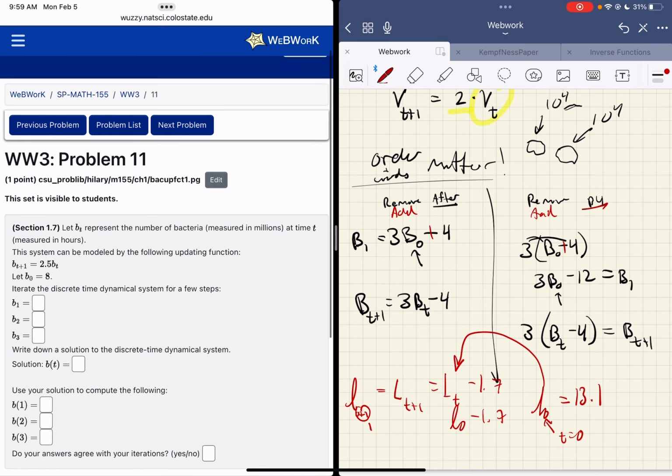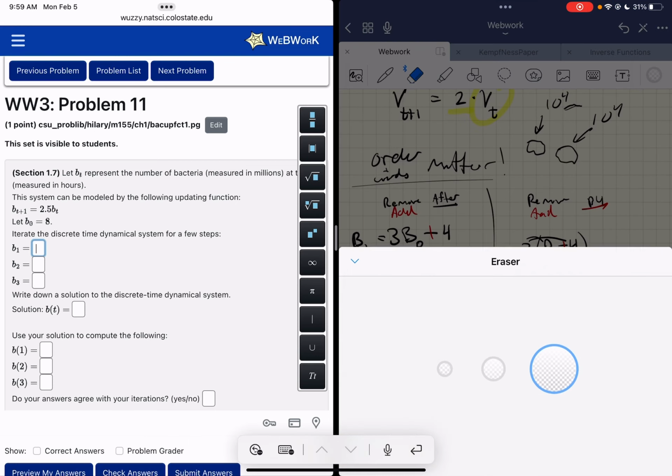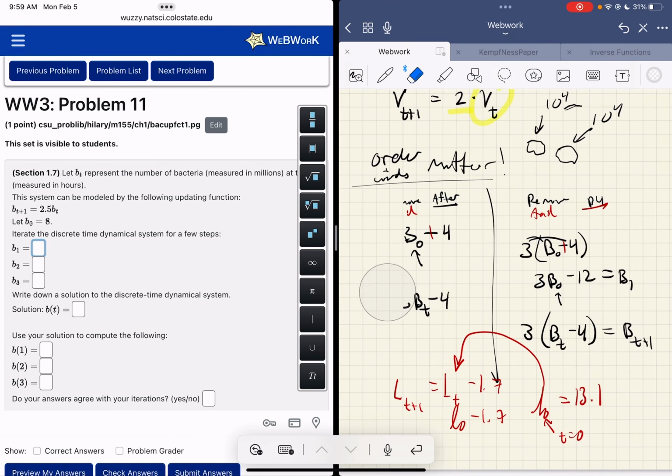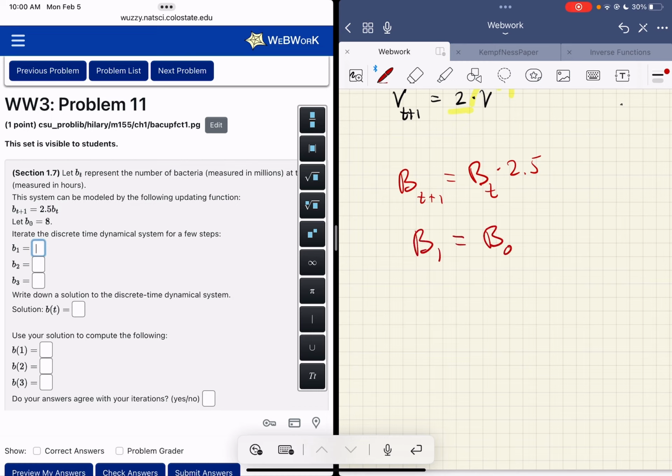All right, next problem. The next b value, b subscript t plus 1, is the current b value times 2.5. Sweet. So b1, that's the next one after b0. So I should take b0 and multiply it by 2.5. So 2.5 times b0, which is 8. That's what this is saying.